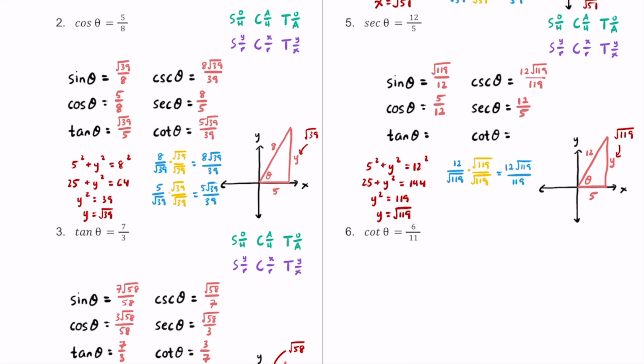Okay, finally we have tangent for this one. Tangent is going to be opposite over adjacent, or y over x. Here's y and here's x. So when we go ahead and write that, it's going to be root 119 over 5.